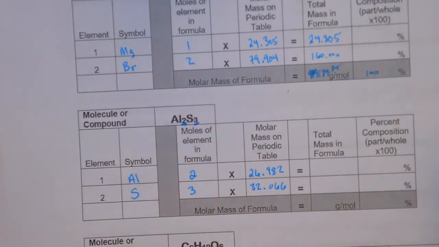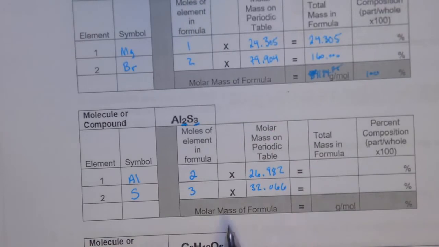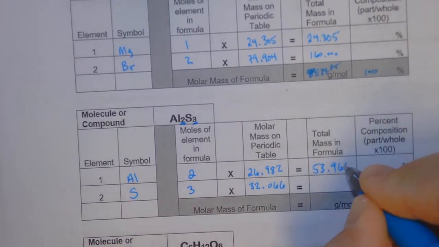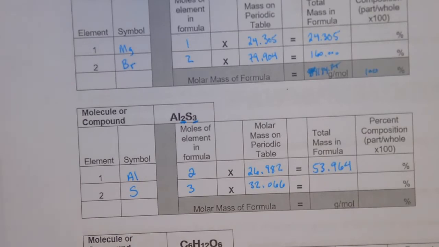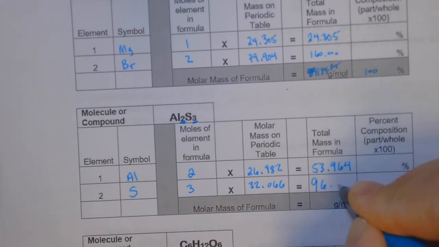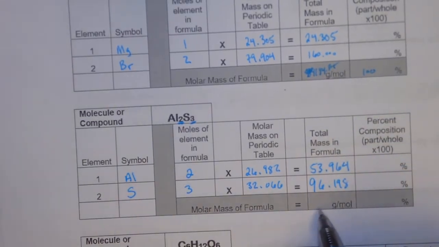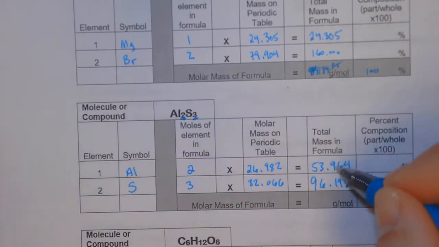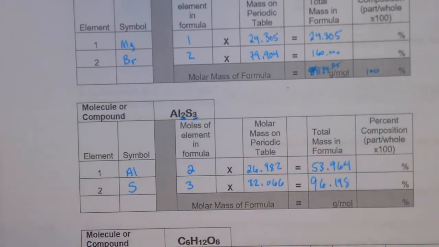All right. So now to find the total molar mass, I multiply the mole number, the subscript number, by the molar mass for each of them. So when I do that, 2 times 26.982 gives me 53.964. And then 3 times 32.066, for sulfur, I get 96.198. Now, for the entire grams per mole, the entire molar mass, I just add those two numbers together.